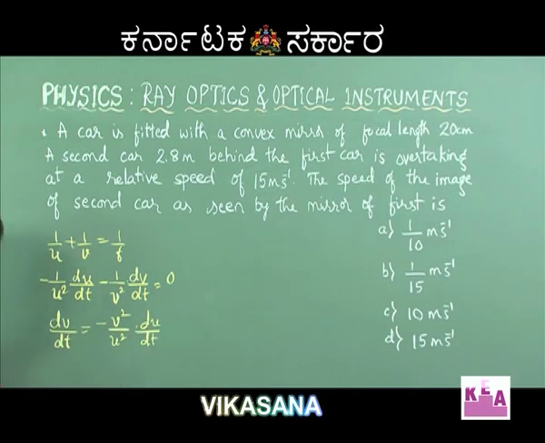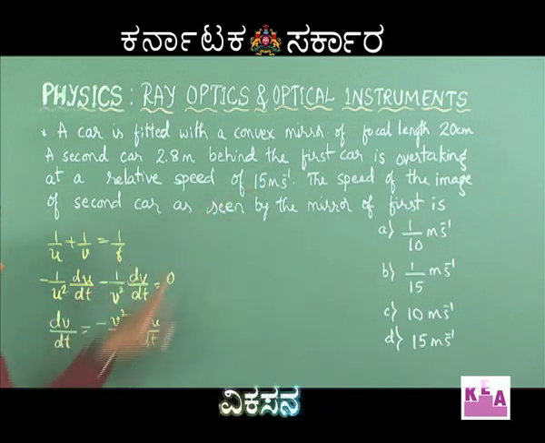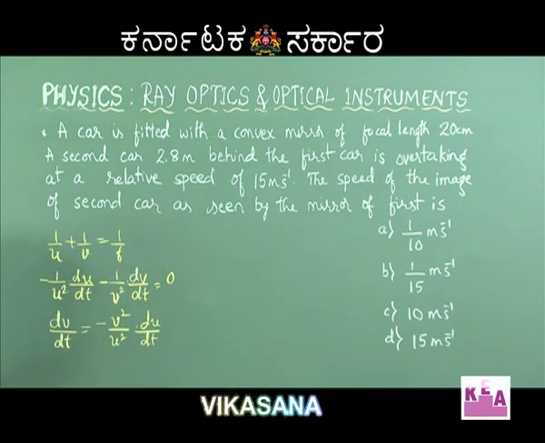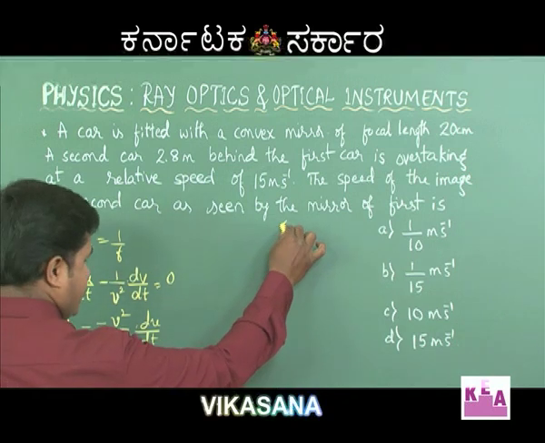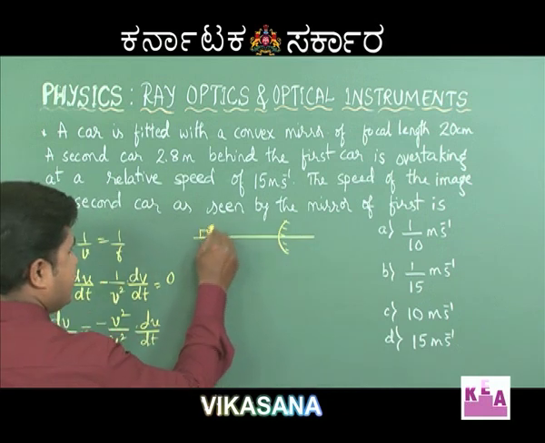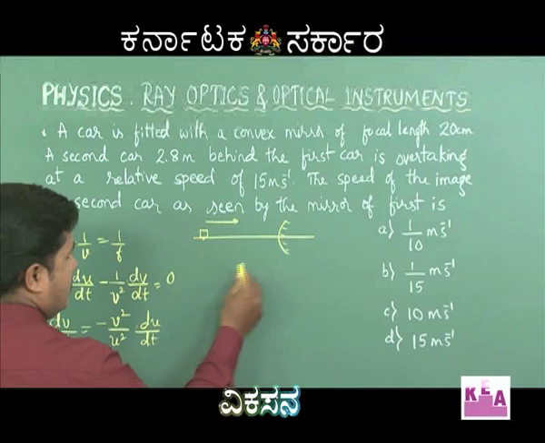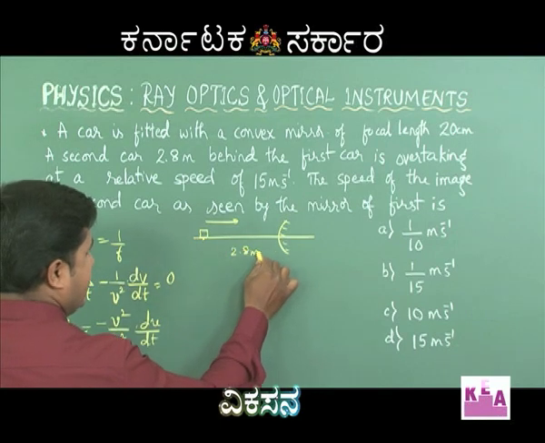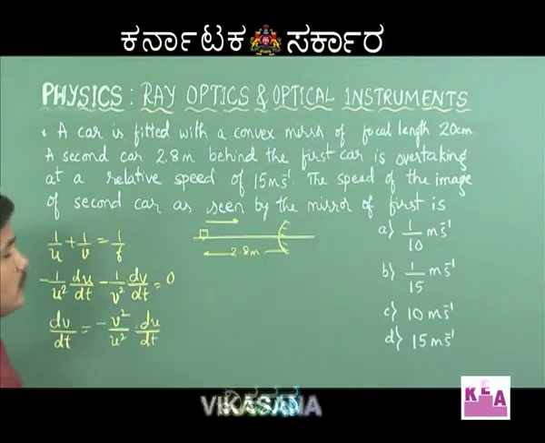Here what are given? Speed of the object, 15 meter per second, is nothing but your du by dt, and u, that is the object distance, is 2.8 meter. We will have to write it in centimeter. Then what about this v? Focal length is given, object distance is given, find v using the mirror formula. Let me draw the diagram. This is a convex mirror, and here is the object which is approaching. It is at a certain distance, 2.8 meter, from the mirror, and it is moving towards the mirror.